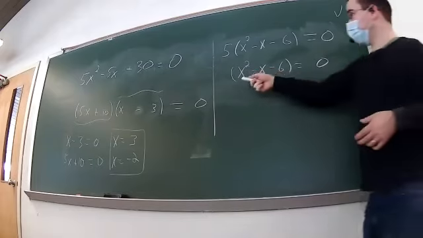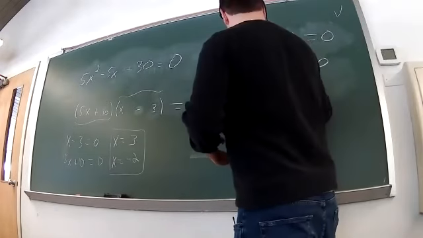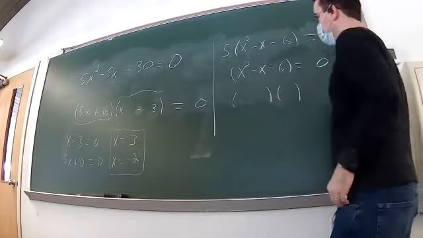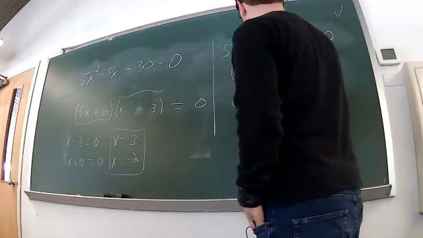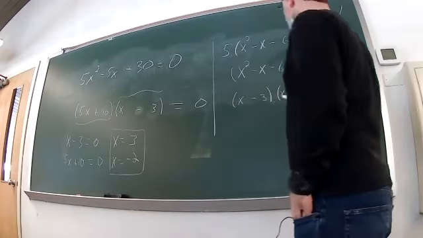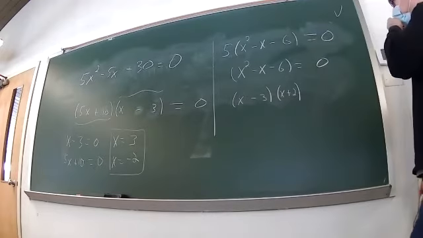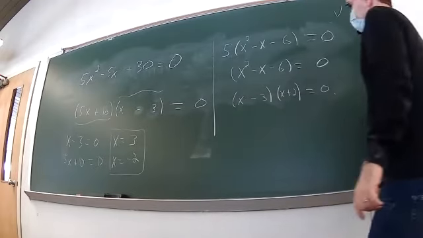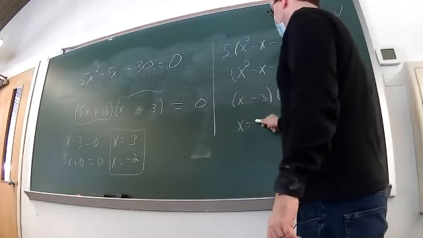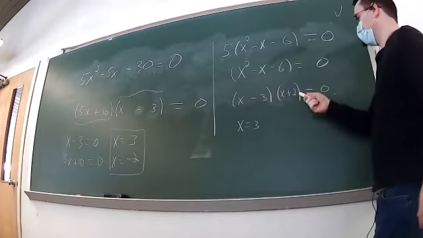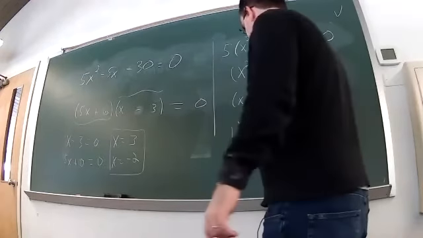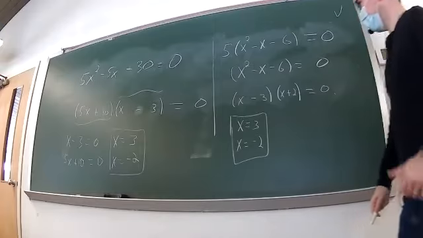And now you can factor this polynomial, which you can just say, okay, well, they multiply to negative 6 and add up to negative 1. And now you can say that either x minus 3 is equal to 0, in which case x equals 3, or x plus 2 is equal to 0, in which case x is equal to minus 2. And so you end up with the same answer.